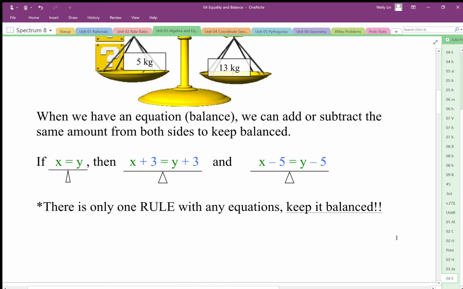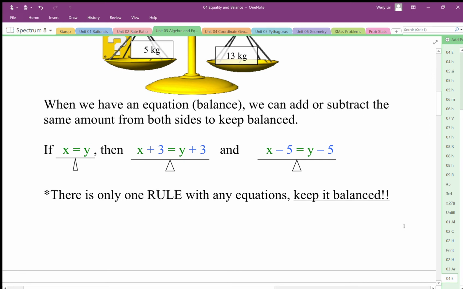So we're starting with x equals y. We can do plus 3, it stays balanced. Starting with x equals y, we could do minus 5, and the equation stays balanced. So there's really only one rule with equations. You must keep it balanced, and that's it. That's the only rule we have. We can do all sorts of things to it as long as we keep it balanced. Now there are some things we can do that may not necessarily help us solve equations, but it doesn't mean we can't do them. As long as it's balanced, we're allowed to do it.